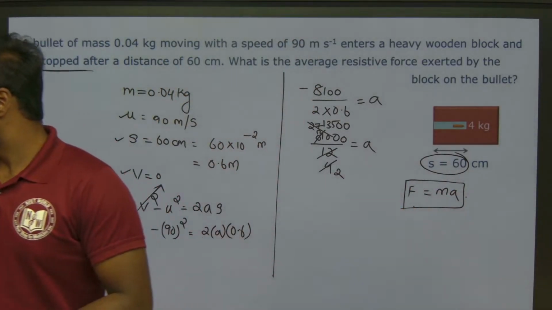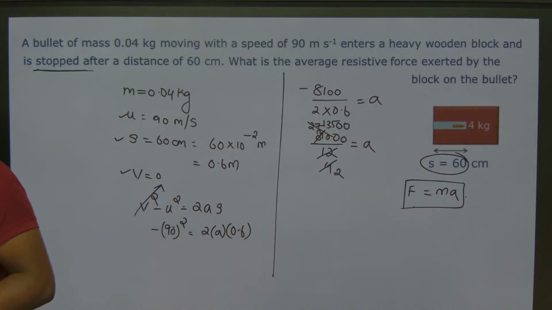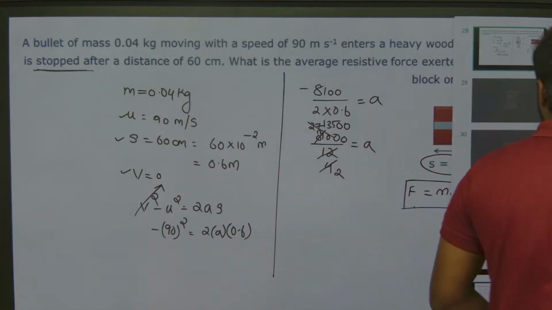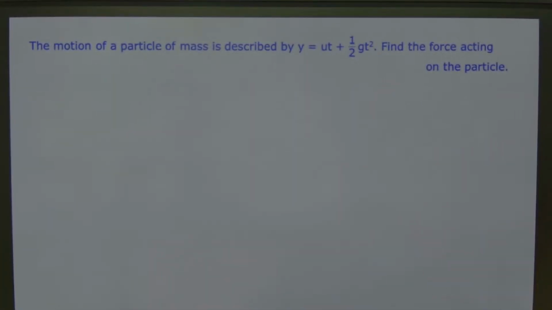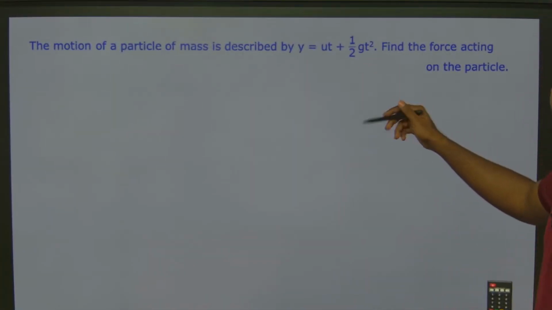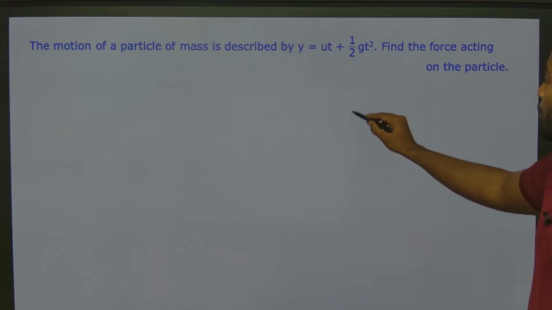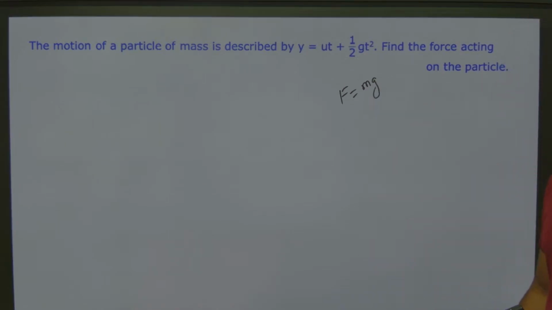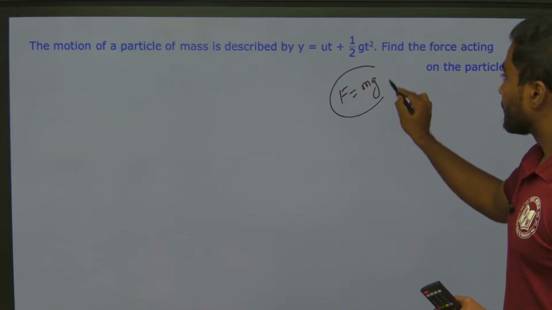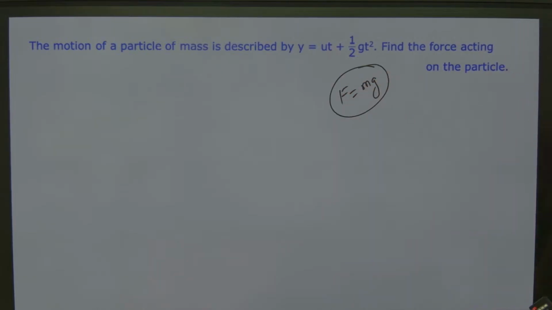Okay. Can we go for the next one? We have solved this question also in the last class, that is y equals ut plus half gt square. So I need to find the force acting. So we got F equals mass into g, that is acceleration due to gravity.